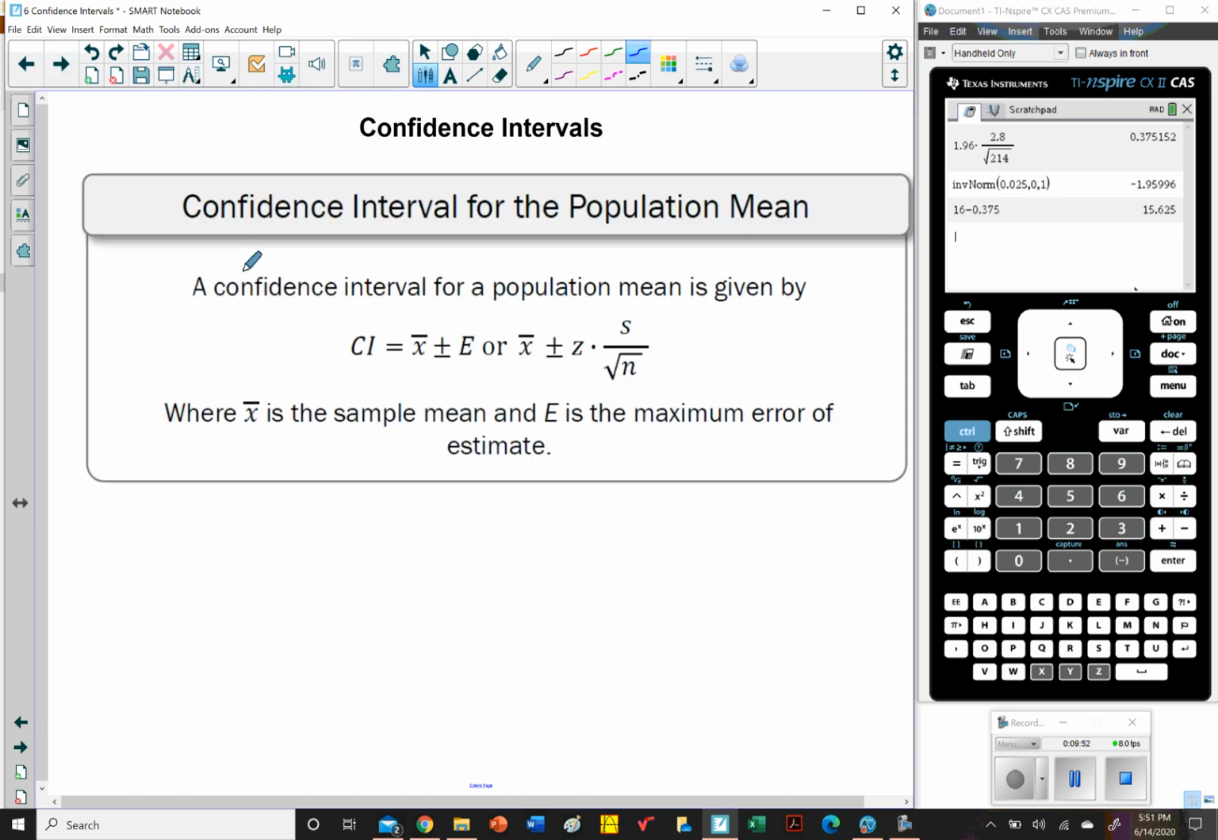So confidence intervals, here's the formula for confidence intervals. A confidence interval for a population mean is given by this formula, where x bar is the sample mean and E is the maximum error, or by using that maximum error formula right here to calculate the E value, the estimated error.